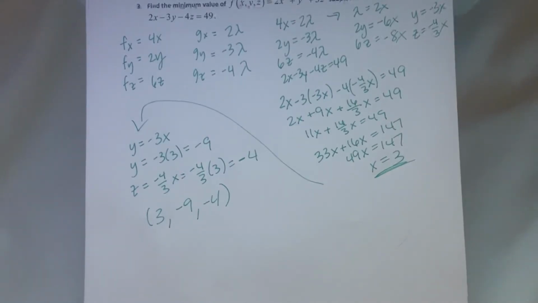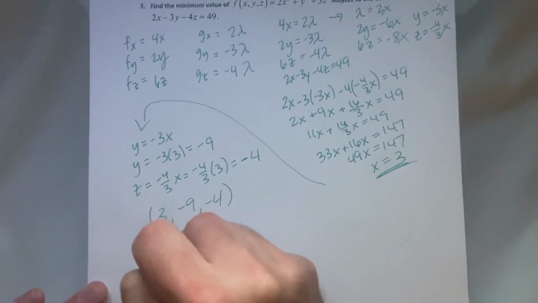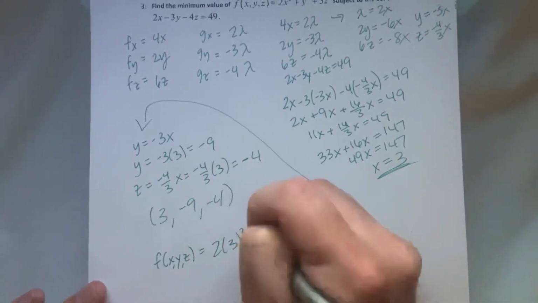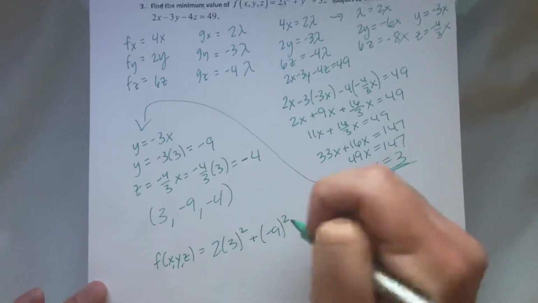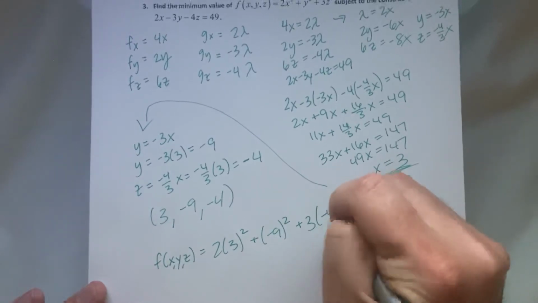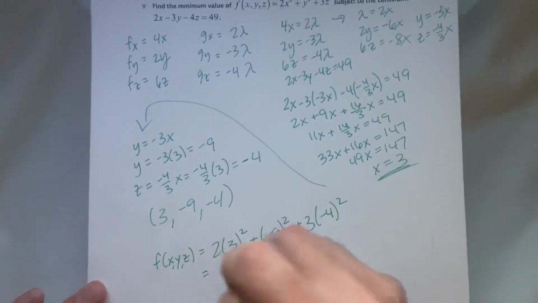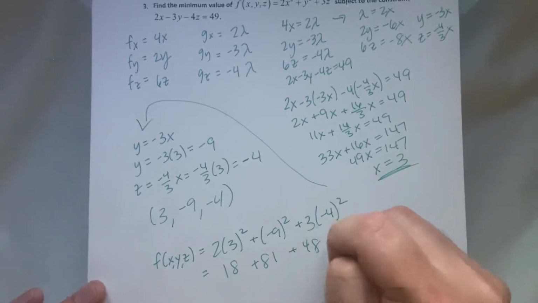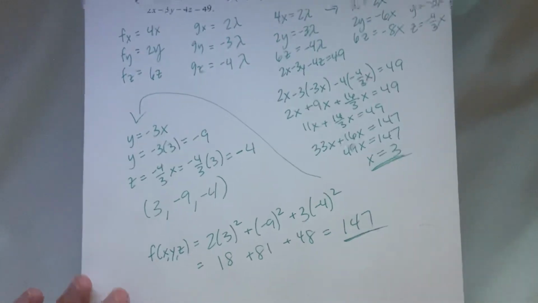Now, what does that mean? Well, let's plug in and see. It wants the minimum value of the function, so again, f of x, y, z equals 2 times 3 squared plus negative 9 squared plus 3 times negative 4 squared, which is 18 plus 81 plus 48, which is also 147.